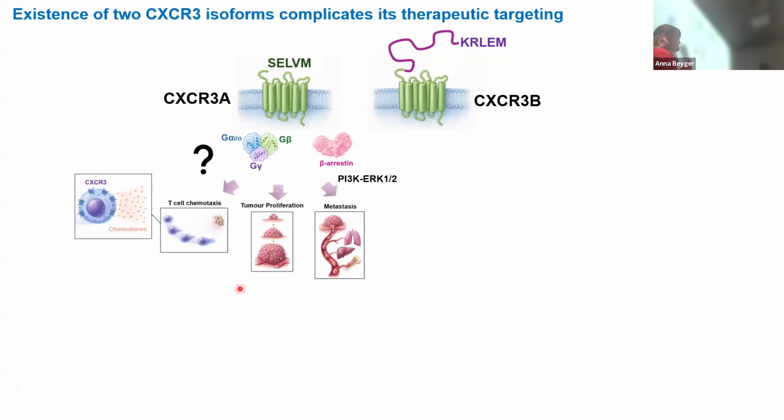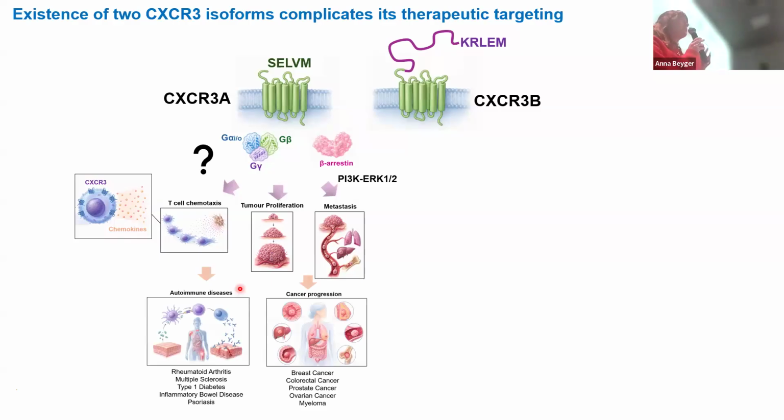And then the physiological response that CXCR3A causes can be T-cell chemotaxis, which occurs mostly through G-protein-mediated signaling, and beta-arrestin triggers responses such as tumor proliferation and metastasis. Because of that, CXCR3A has actually been found to be upregulated in patient samples in a lot of autoimmune diseases and cancers. For autoimmune diseases, CXCR3A is most correlated with, for example, RA, multiple sclerosis, and type 1 diabetes. But it's also quite prevalent in a lot of cancers, with colorectal cancer, prostate cancer, and breast cancers being some of the examples where this receptor is overexpressed.